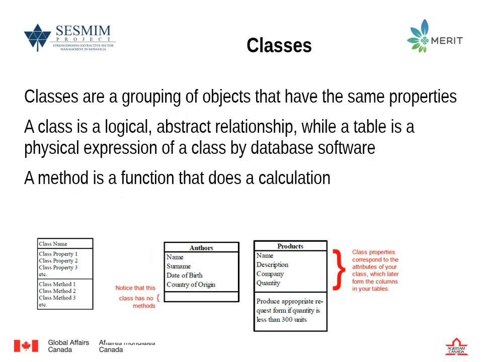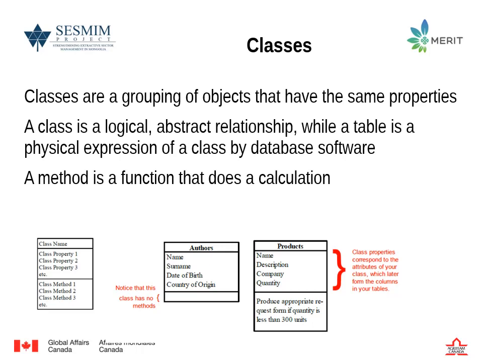Classes. Classes are a grouping of objects that have the same properties. In database design, you use many tables that are related somehow or another, and each table covers a particular topic or a theme.